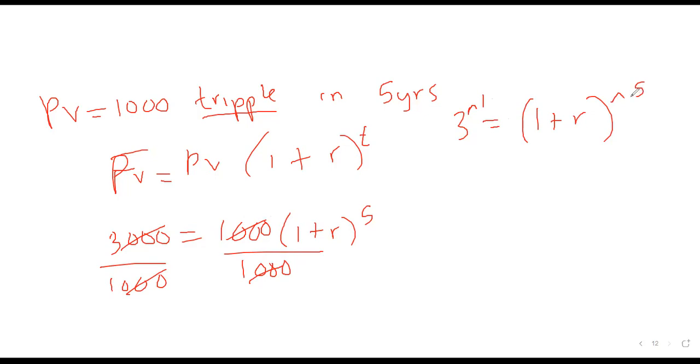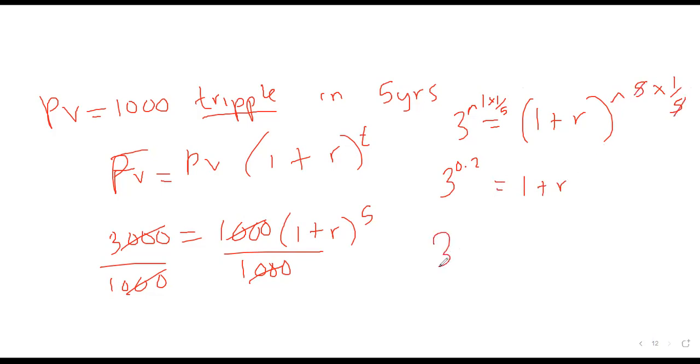So how do you remove the power? By multiplying by the inverse. If there was a 7, we would have done 1 over 7. There's a 5, so we do 1 over 5 on both sides. So 1 over 5 is the same as 0.2. So here we're going to have 3 to the power 0.2 is equal to 1 plus r, because this cancels.